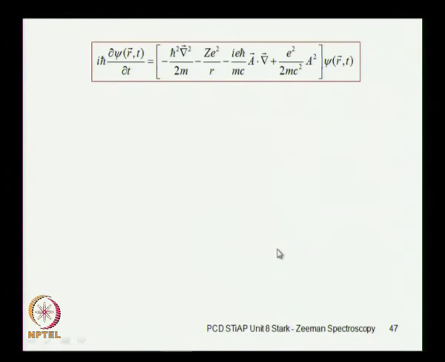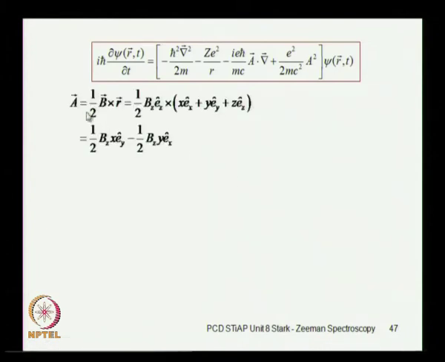Now, in this relation the vector potential has got this form. You know that this is the correct form because if you take its divergence it vanishes, and if you take its curl you get the correct magnetic field. So, this is the appropriate vector potential to be considered.